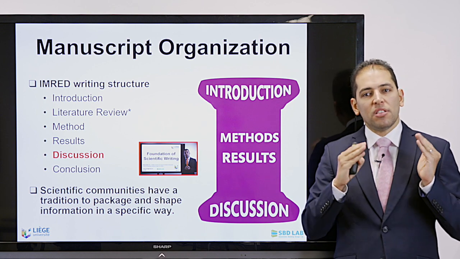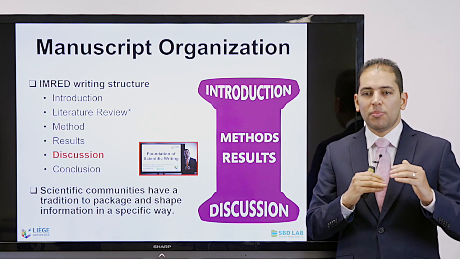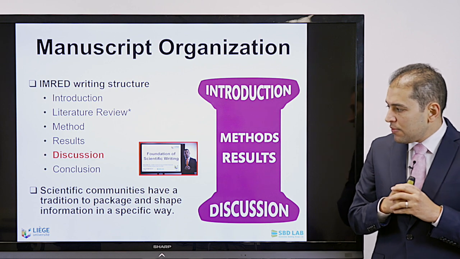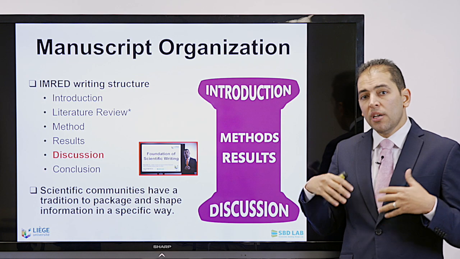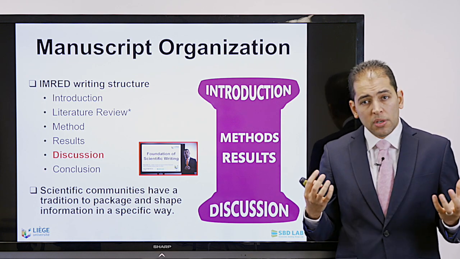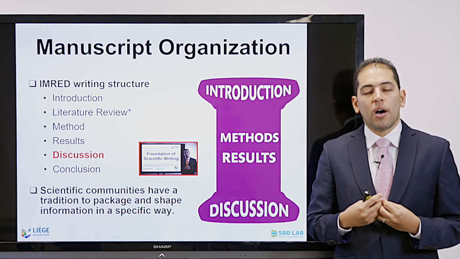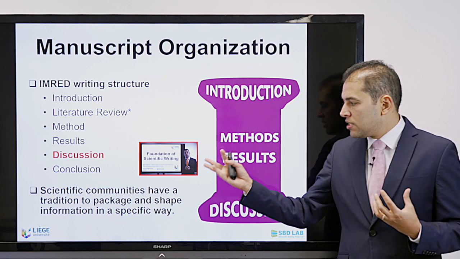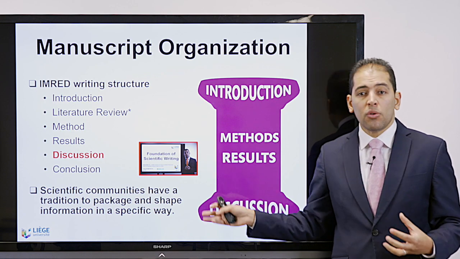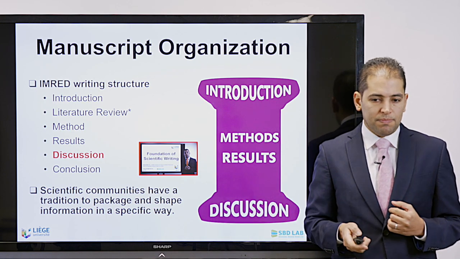We cannot write "discussion and conclusion." The discussion chapter is a separate chapter. Scientific communities have a tradition to package and shape information, and in this way we try to respect it. If you want to learn more about how to structure your article, manuscript, dissertation or thesis, don't hesitate to watch the video about the foundations of scientific writing.